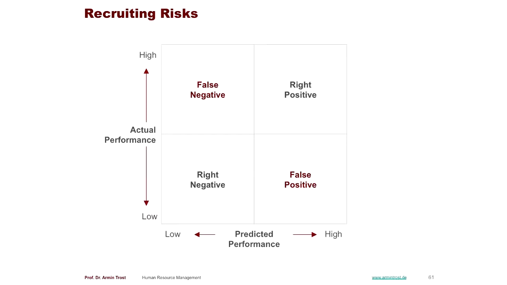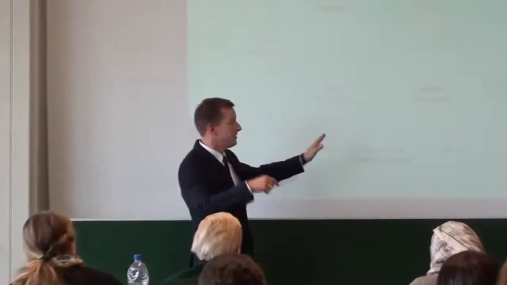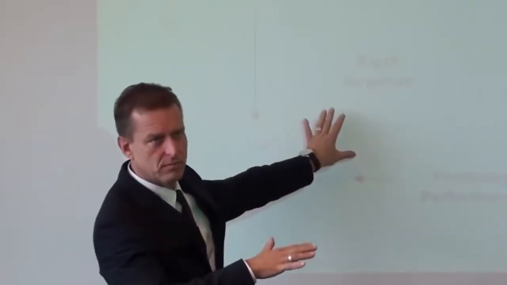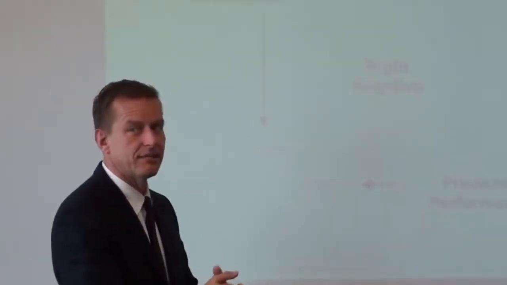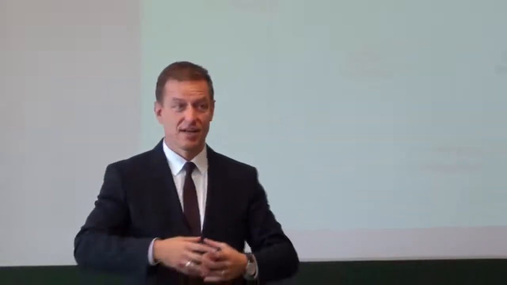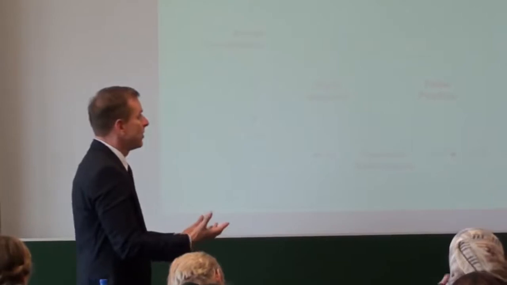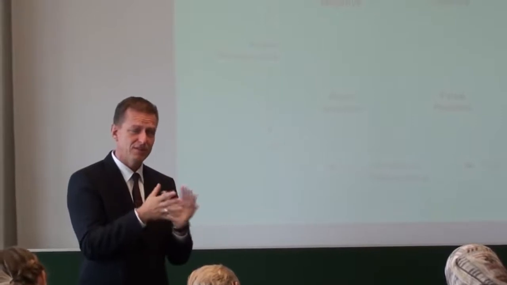So we have four situations where we can end up. One situation is that I say, I don't think that you will perform well, so I reject you. And indeed, if I would have hired you, performance would have been low. That's great. That was the right negative. If I think your performance will be very high, and indeed, once I have hired you, performance is really good, then we talk about right positive. That's great too. I made the right decision to hire you.